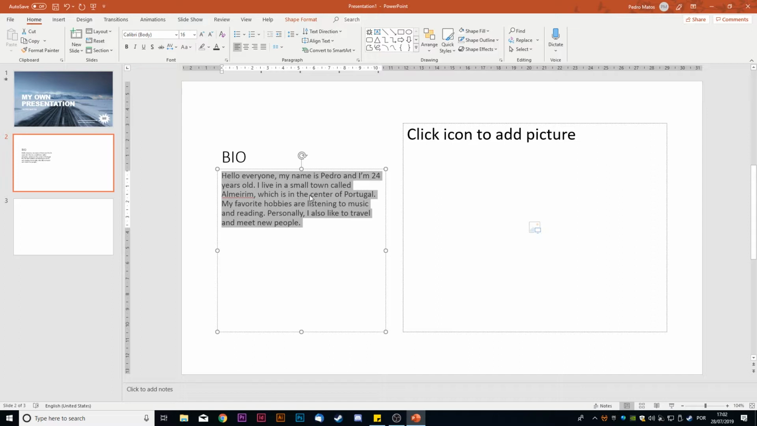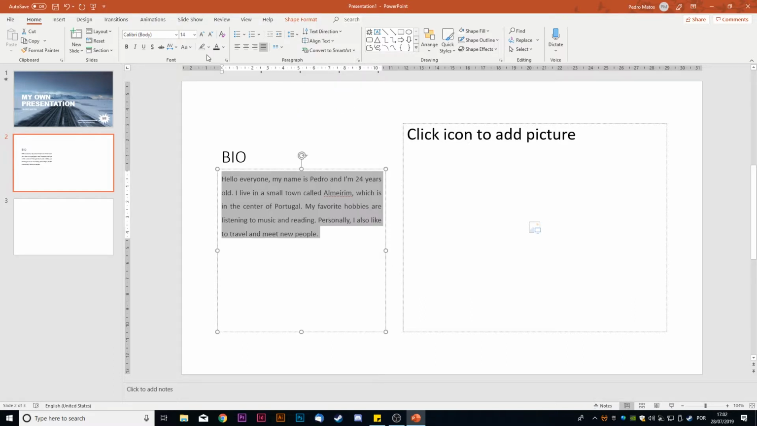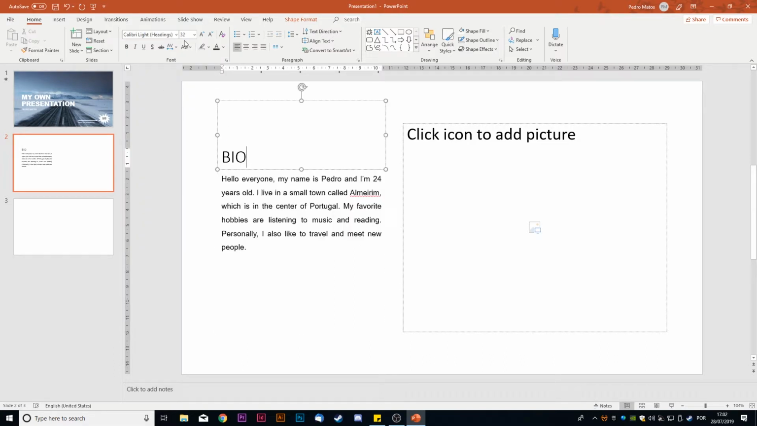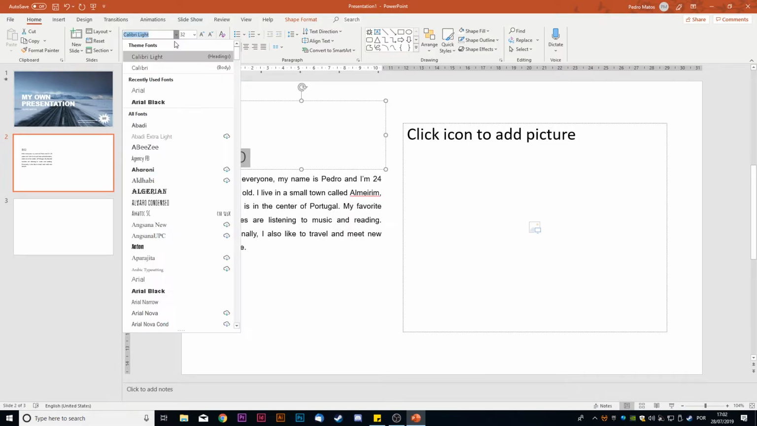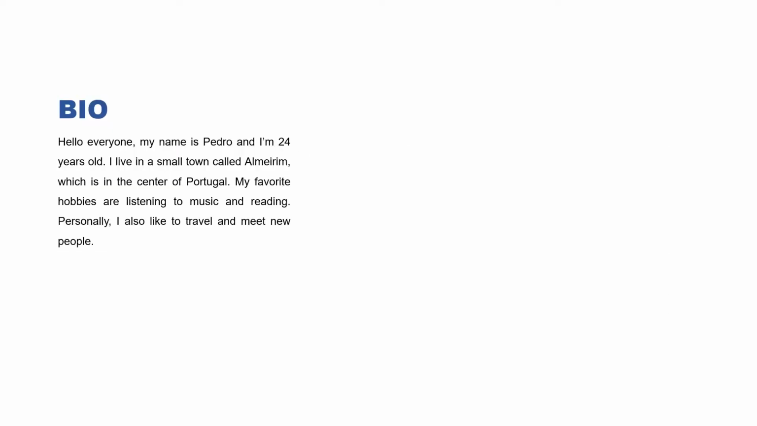Now we can just format the text really well, justify it, decrease a bit of the size, and in this line spacing, give it 1.5. Go to Arial, and the bio also. Let's place it in Arial Black, and using like a theme color, like bluish, because we are really blue. Yeah, something like this. Yep, I really like it.